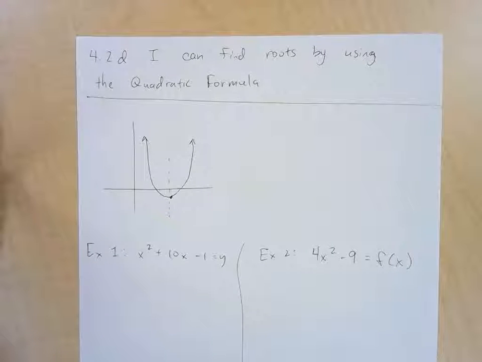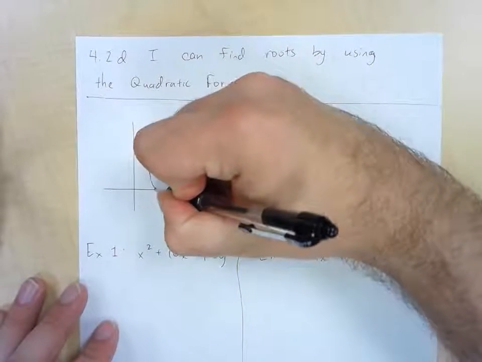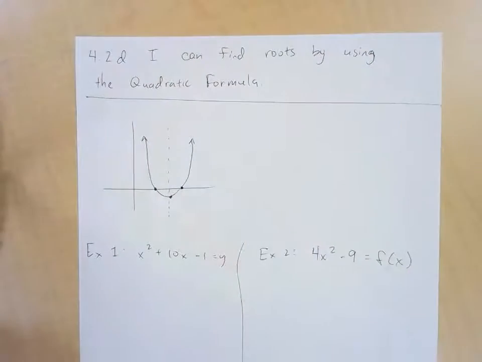Hi guys, today we're talking about finding the roots by using the quadratic formula. So, just as a reminder, roots are where our graph crosses our x-axis. And I happened to draw this line before I started, this dotted line, and that's just our line of reflection.